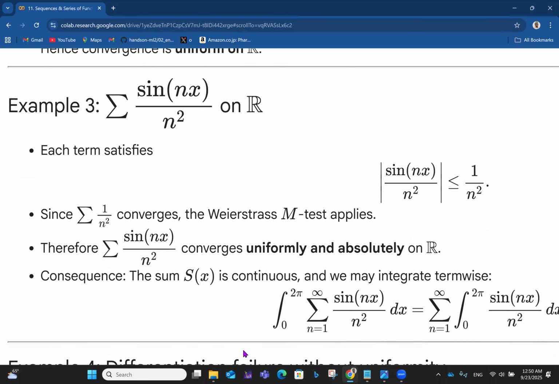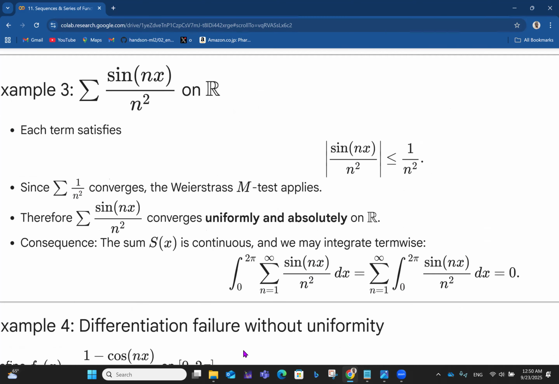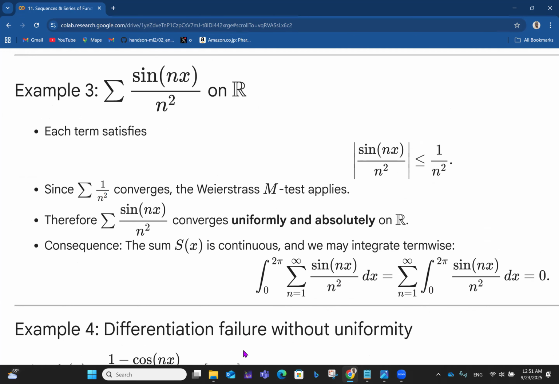Okay, we have example 3 now. Example 3, we want to see the summation of sine nx over n squared on the real number line. So we see that each term satisfies the absolute value of sine nx over n squared less than or equal to 1 over n squared. Since the summation of 1 over n squared converges, the Weierstrass M-test applies. So therefore, we have the summation of sine nx over n squared converges uniformly and absolutely on R.